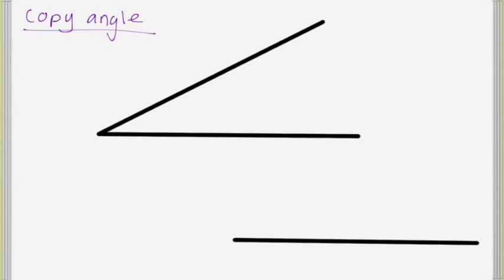Our first step in copying our angle is to make an arc on the given angle. Typically, you're going to want to put your compass point onto important points. An important point of an angle is its vertex. So I'm going to put my compass point on that vertex, and I'm going to open up my compass to some, again, Goldilocks kind of medium size, and I'm going to make an arc.